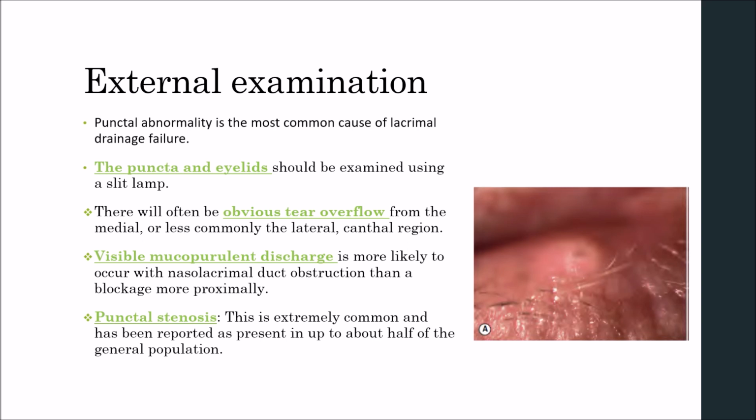Now, punctal stenosis, as shown in the figure here, is extremely common and has been reported as present in up to about half of the general population. Over half of the patients with evident stenosis are asymptomatic, in many cases due to insufficiency of tear production or increased evaporation. The picture here shows this punctal stenosis. It looks like the inferior punctum. So we should look out for this in patients presenting with epiphora, and this should be one of the things that should be looked at.